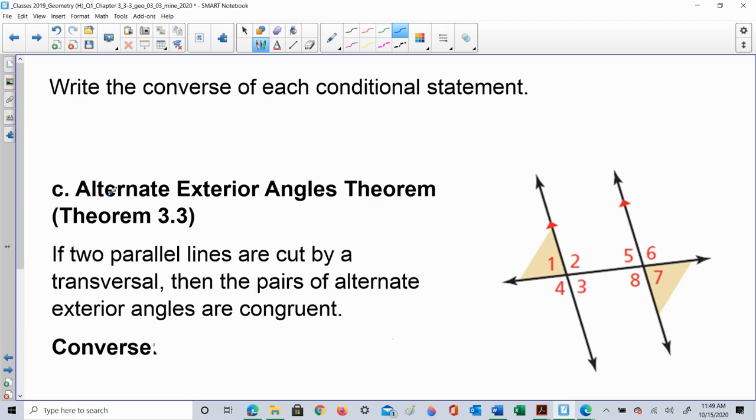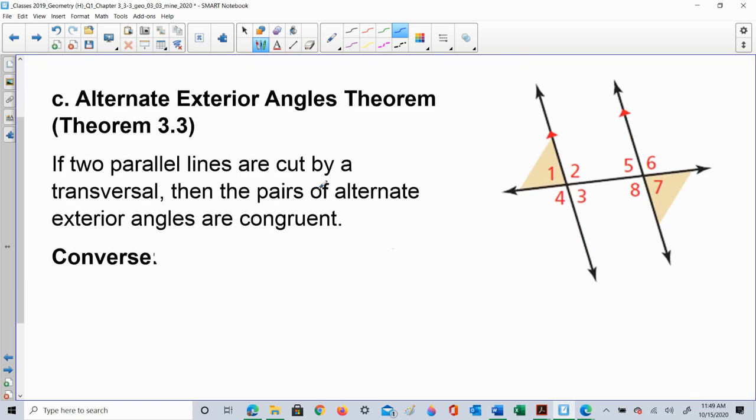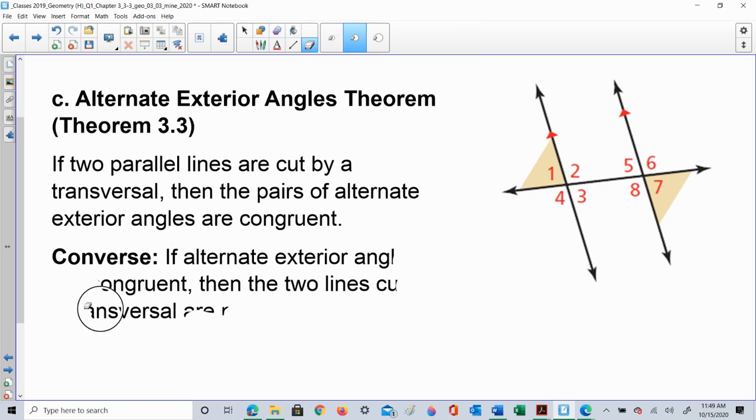Same thing goes for the alternate exterior angles theorem. If the pairs of alternate exterior angles are congruent, then the two lines cut by a transversal are parallel. I'm not going to write this one out. This was supposed to come up. It didn't. Oh, wait a minute. Maybe if I did this, look at that. That's why. So if alternate exterior angles are congruent, then the two lines cut by a transversal are parallel. That's what I had to do on the other one. Didn't realize it.